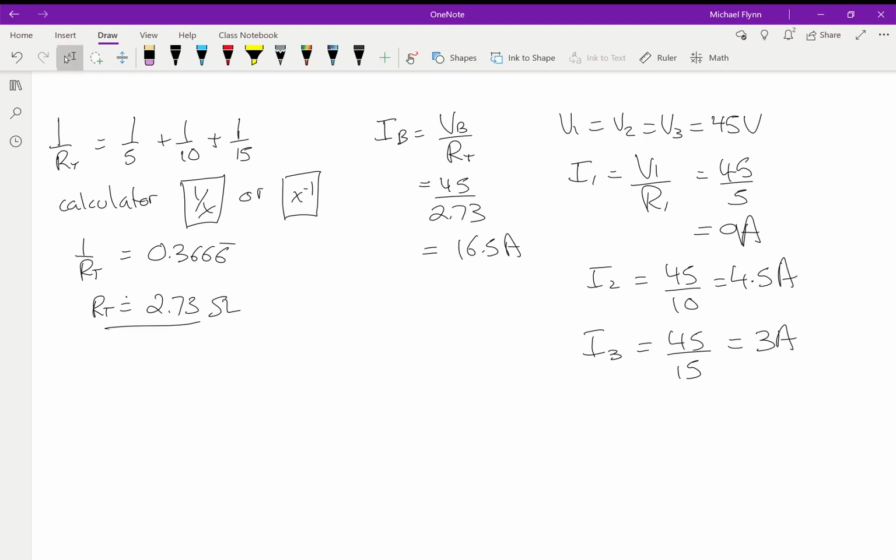Now when I add them all together, I1 plus I2 plus I3, what does that add up to? It adds up to 16.5 amps. And we know that's right because that's what we got when we did it the other way. So it all works out.